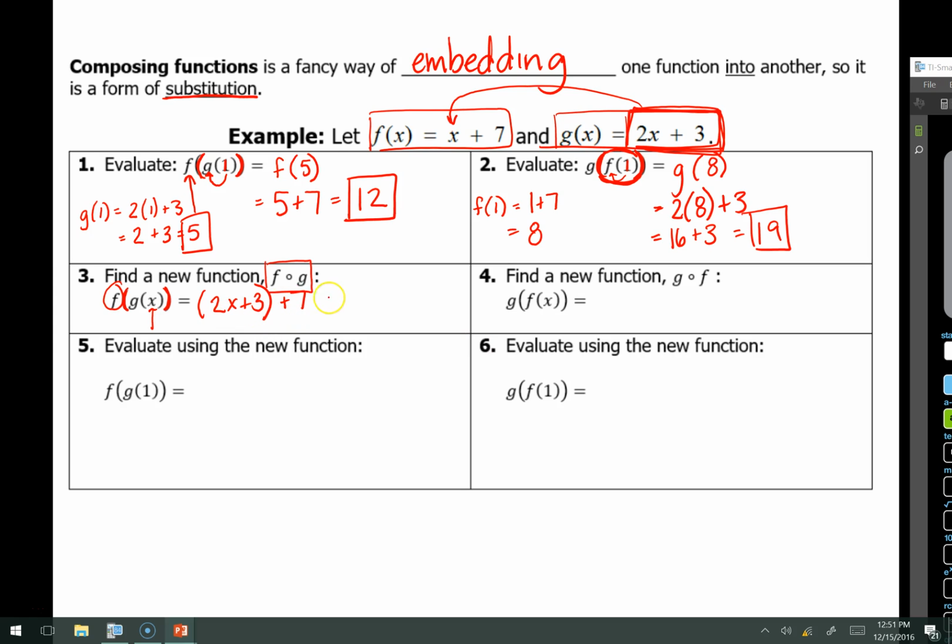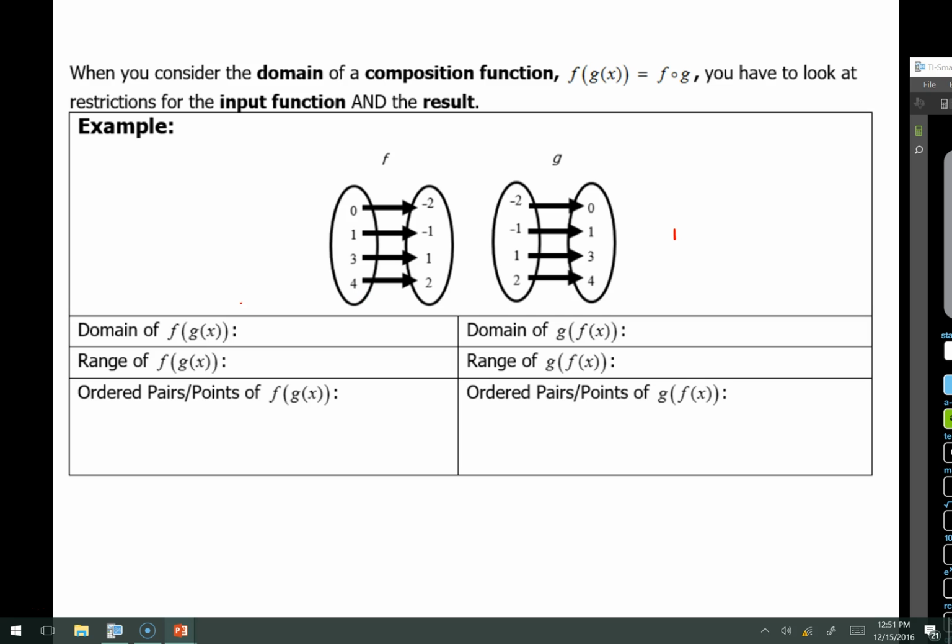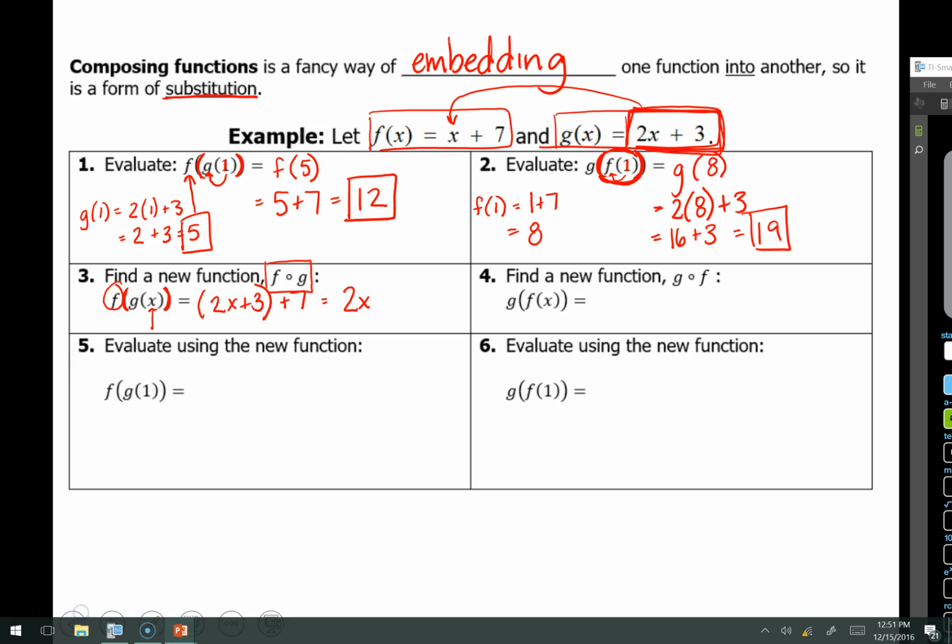Then I need to combine like terms. So I've got 2x and then 3 plus 7 is 10. So that's 2x plus 10. That is a new function because it's not one of these two originals that we just had. Let's do another one of those. Let's do it the other way this time.